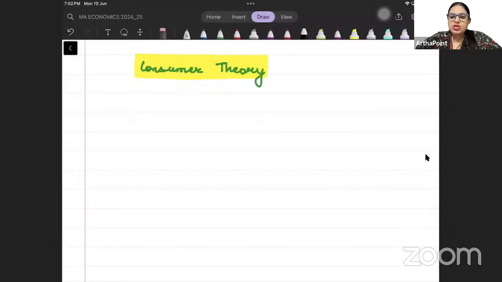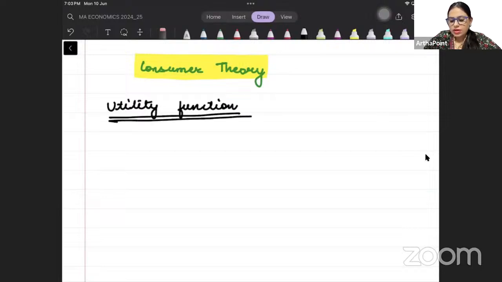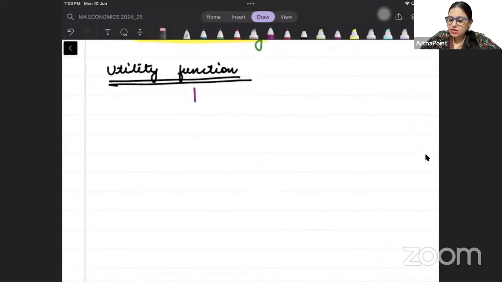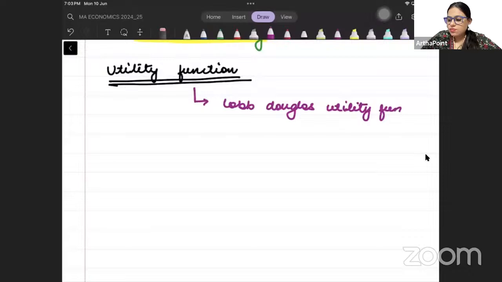Fine. So the first topic of our discussion is consumer theory. To start with, let us try to understand what a utility function is. The simplest utility function that we study is called the Cobb-Douglas utility function. Why is it named Cobb-Douglas? Because it was introduced by two economists, one was Cobb and the other was Douglas. So that is why it got the name Cobb-Douglas utility function.